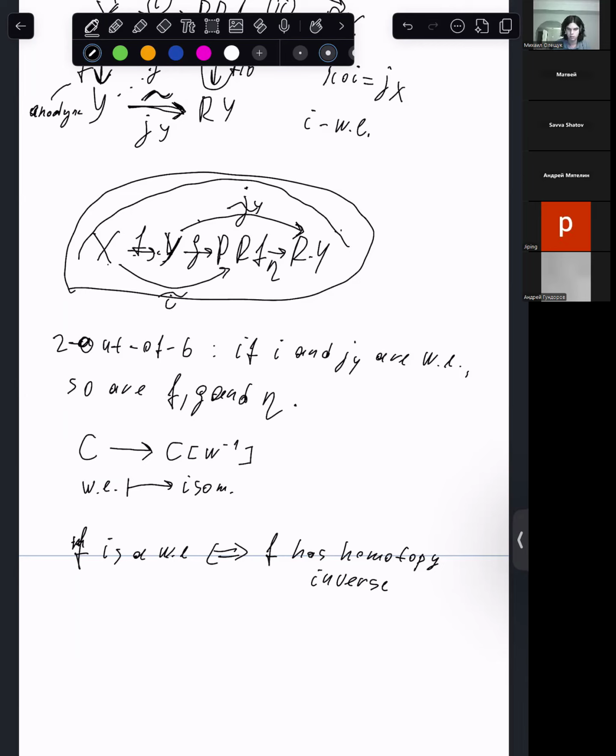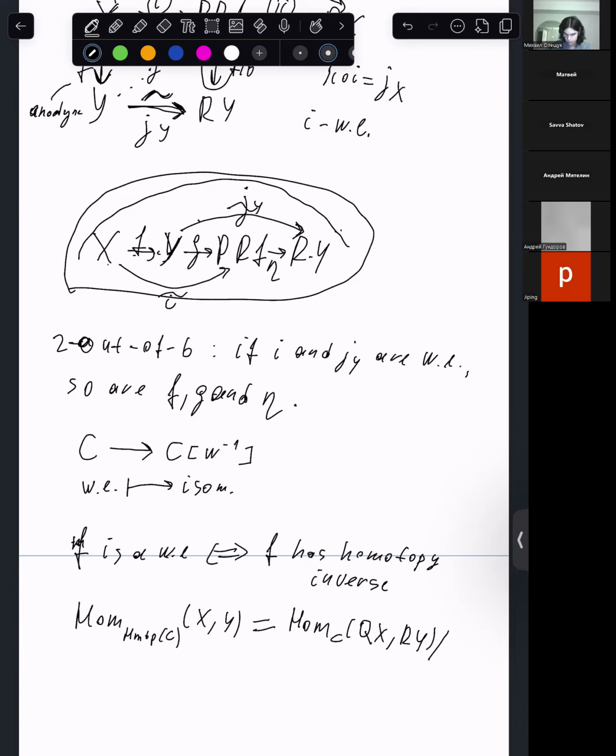We know that homomorphisms in the homotopy category of C between every two objects, not necessarily cofibrant or fibrant, is the class of homomorphisms in C between cofibrant and fibrant replacements, factored by the homotopy relation.